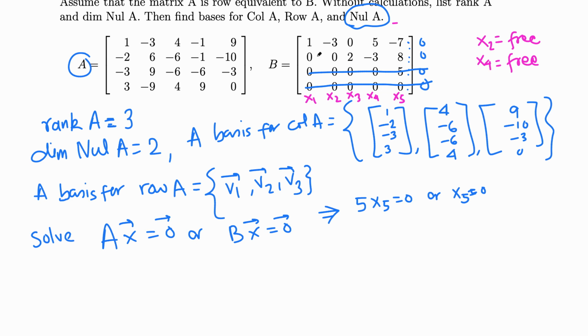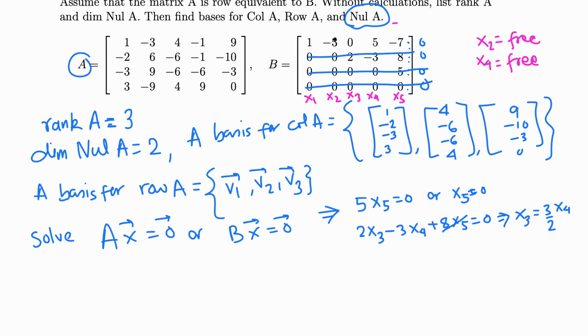Okay, this is done. From the second row we get 2x3 minus 3x4 plus 8x5 equals 0. Oh, x5 is 0 from the previous, so this is 0. x4 is free, so x3 is, moving this over, 3x4 divided by 2. Then this is done.